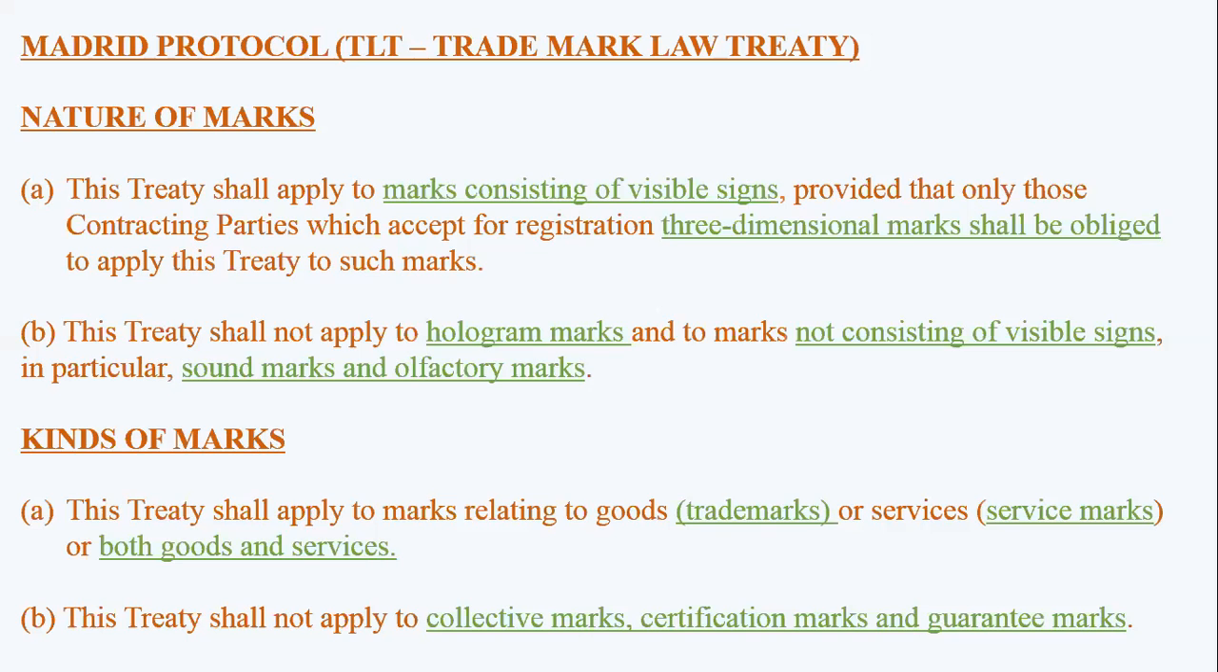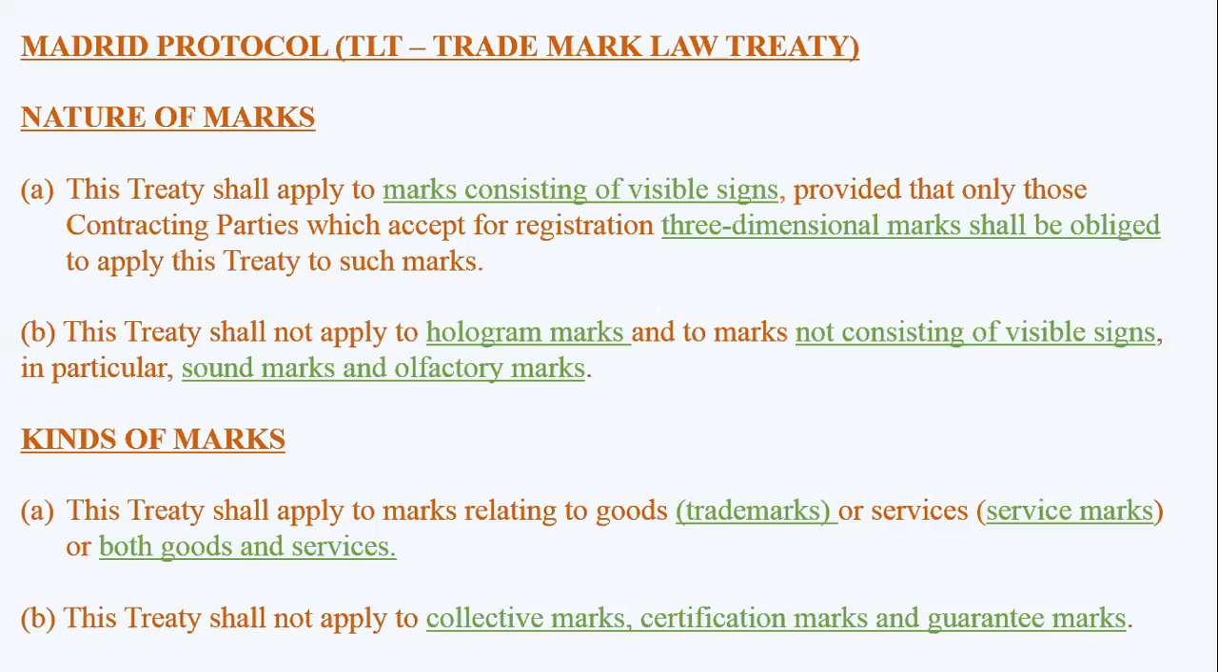Kinds of marks. Now here, marks are related to goods and services. As far as trade is concerned, in trades and services, trademarks or service marks both can be covered in the treaty. This treaty shall not apply to collective marks, certification marks, and guarantee marks.